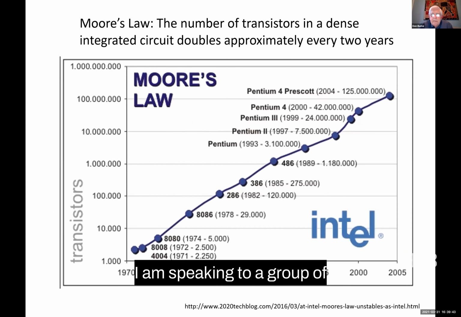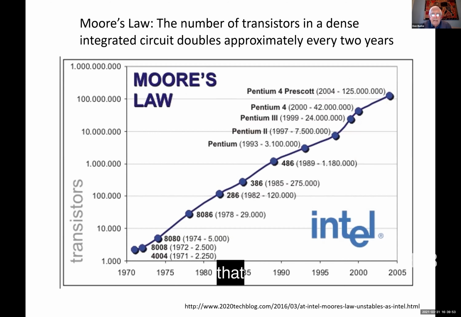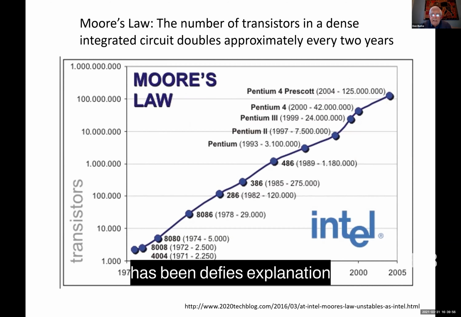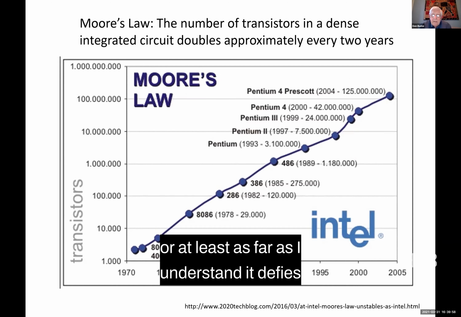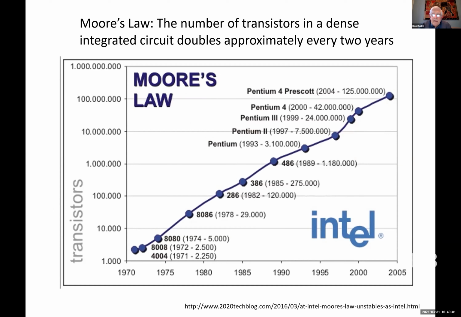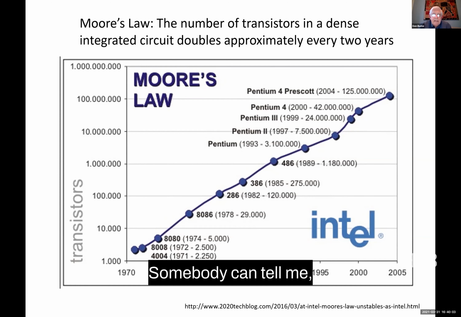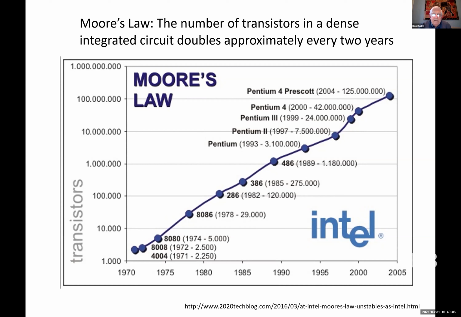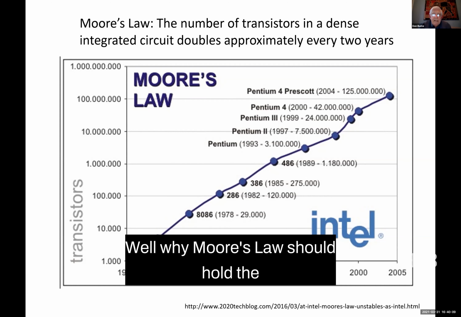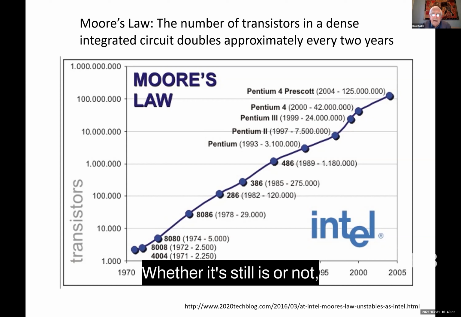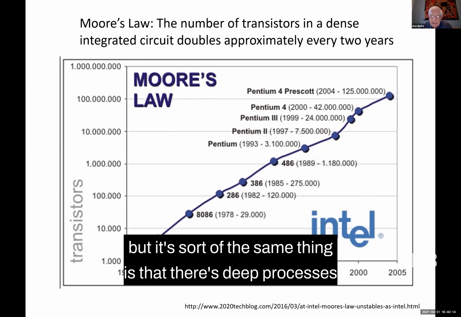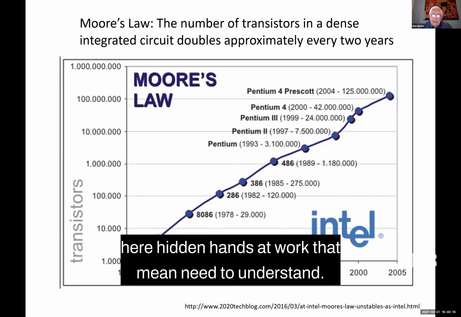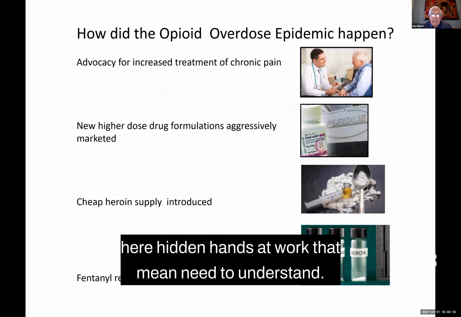Well, here I am speaking to a group of computer scientists, and when you talk about an exponential growth pattern that defies explanation, or at least as far as I understand it, defies explanation. Maybe in the Q&A, somebody can explain to me why Moore's law should hold and whether it still does or not. But it's sort of the same thing: there are deep processes here, hidden hands at work that we need to understand.